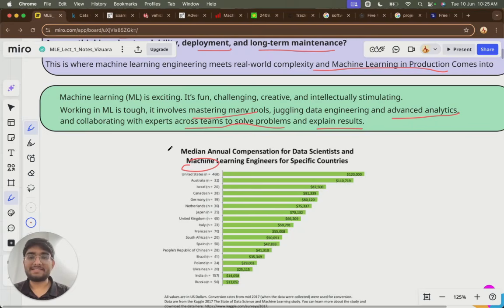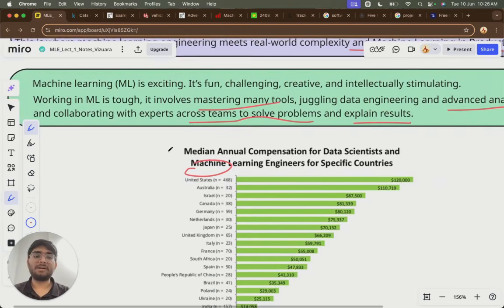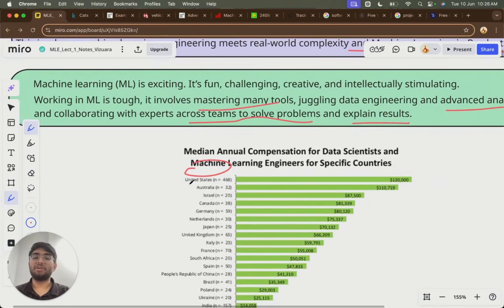And secondly, the salary stats. The median annual compensation for data scientists in the US is $120K, which is very good. And if it is a well-paid job, we should definitely try to study it if we are interested in machine learning. And if you want to pursue your career in the machine learning or AI domain, having knowledge of MLE in production will definitely help you. Now, let's move to the other part.